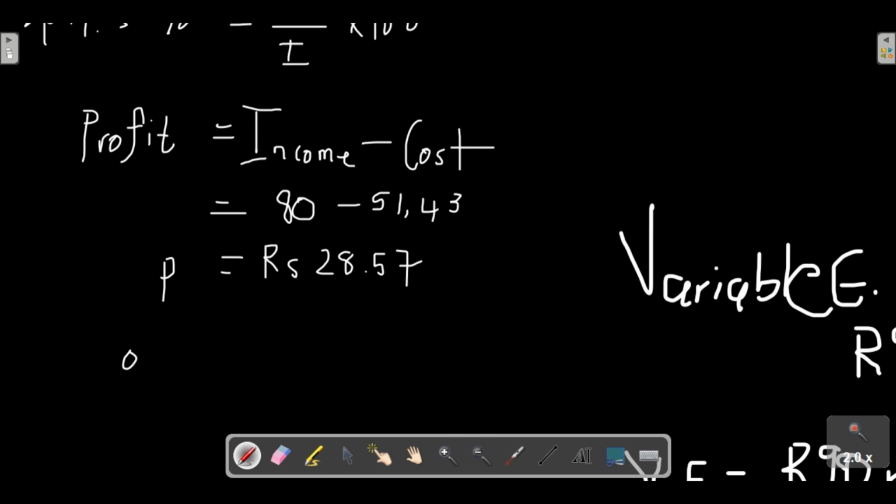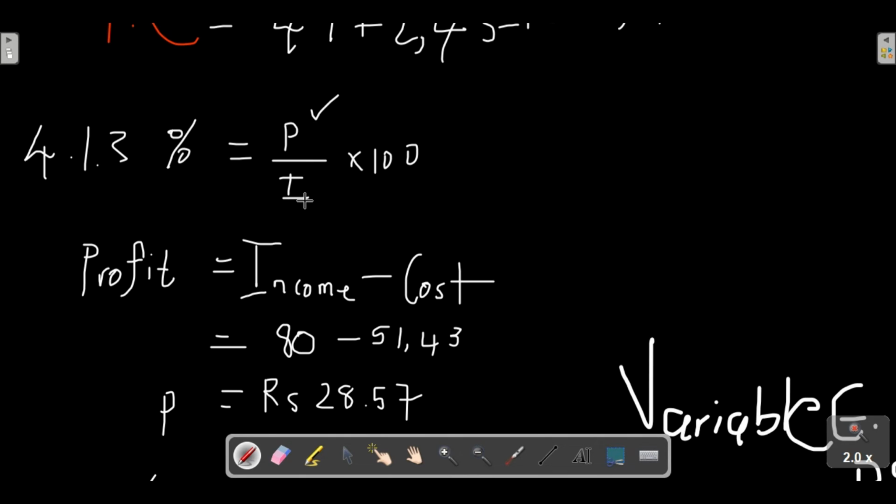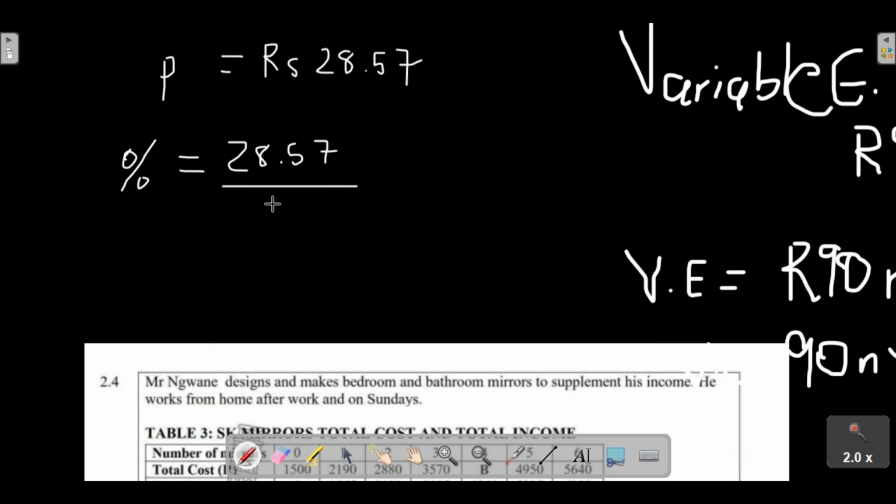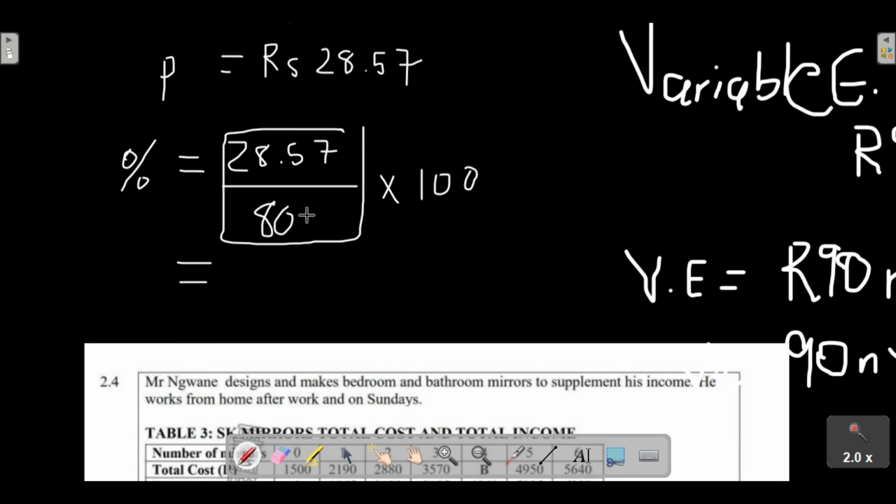So that means that our final answer there will be profit, which is 28.57, and then we divide that by the income, which is that 80, and then we simply multiply that by 100. Express that as a percentage. So divide by 80 and then multiply that by 100, right? I prefer that you first calculate this. So 28.57 divided by 80, you get your answer, whatever answer you get, and then you multiply by 100.